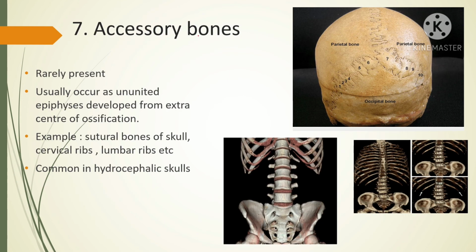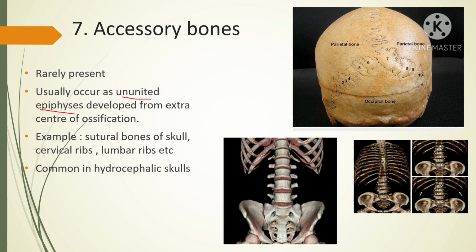The last one is the accessory bones. What are these accessory bones? These bones are rarely present in individuals and usually occur as ununited epiphyses. What are epiphyses? Epiphyses are the ends of the bones which develop from an extra center of ossification. Ossification means maturation of the bone. What are the examples of this?